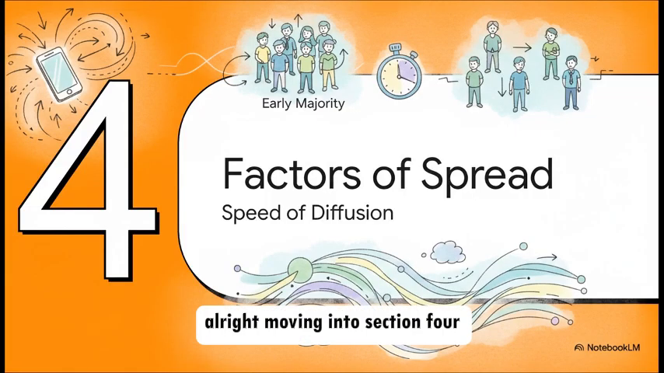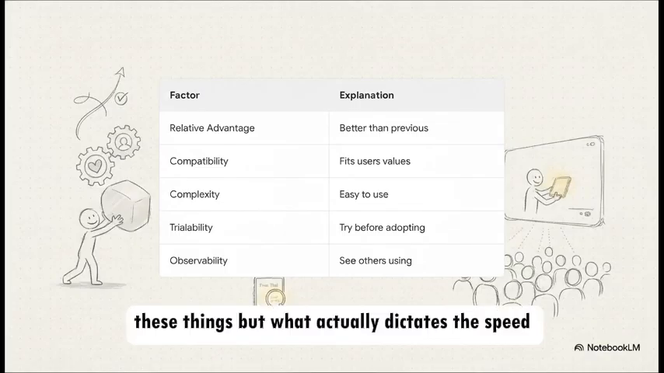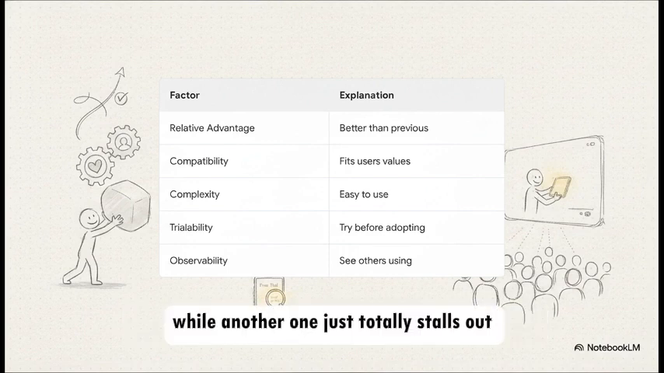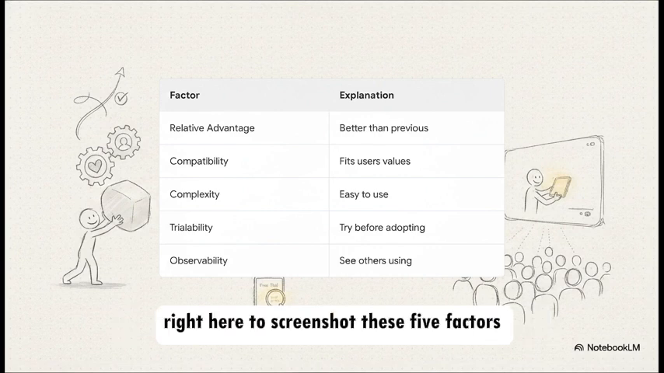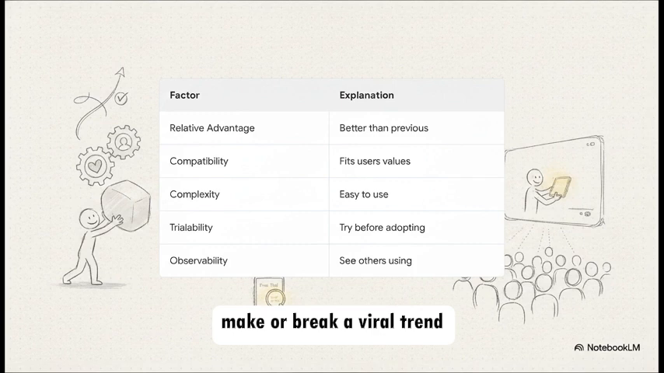All right, moving into section 4, the 5 factors of spread. So, we know who adopts these things, but what actually dictates the speed? Why does one app sweep through the entire early majority in a week while another one just totally stalls out? Honestly, I highly recommend pausing the explainer right here to screenshot these 5 factors, because these are what literally make or break a viral trend.